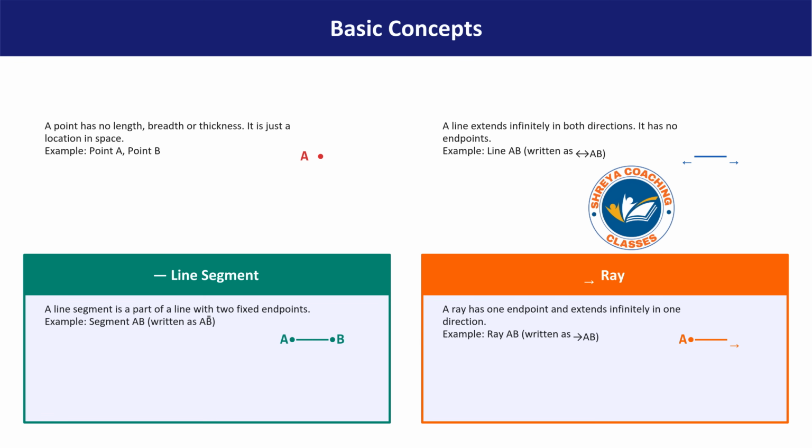Next is a line segment. A line segment is only a part of a line. It has two fixed endpoints. Since it has fixed endpoints, we can measure its length. Now look at the ray. A ray starts from one point but continues forever in one direction. It has one endpoint and one arrow. Let's revise. A point shows a location. A line has no endpoints. A line segment has two endpoints. A ray has one endpoint. Pause the video and try to identify one example of each from your surroundings.